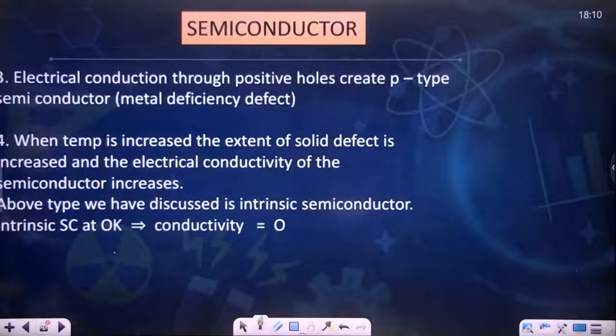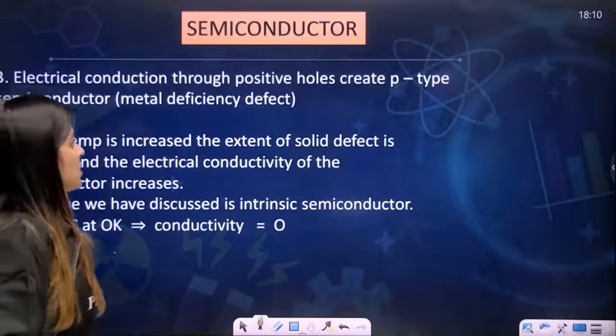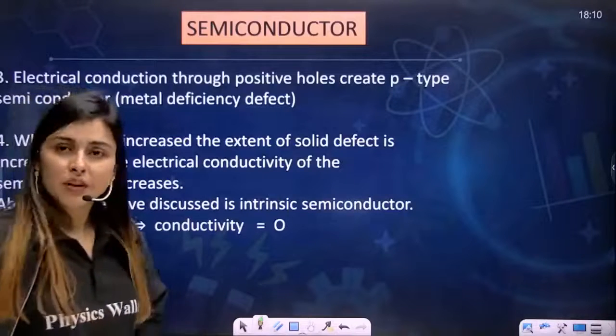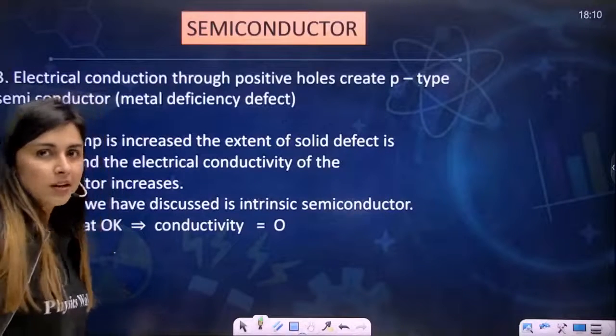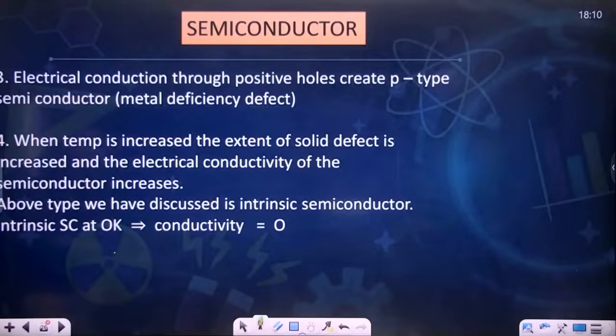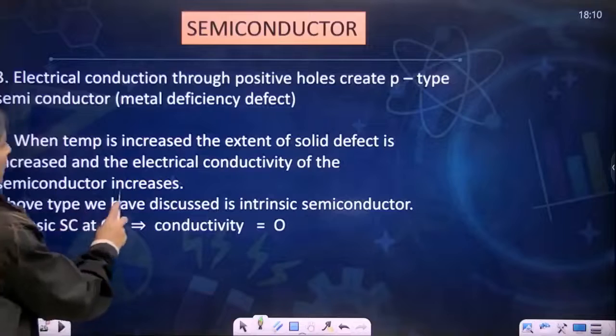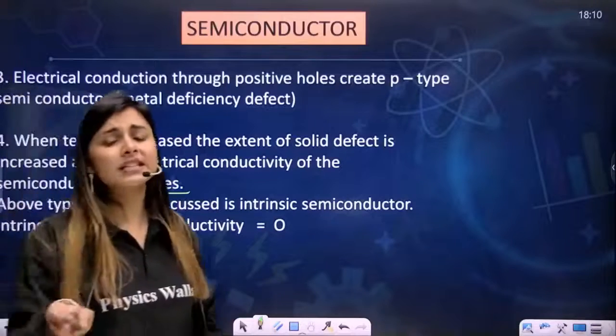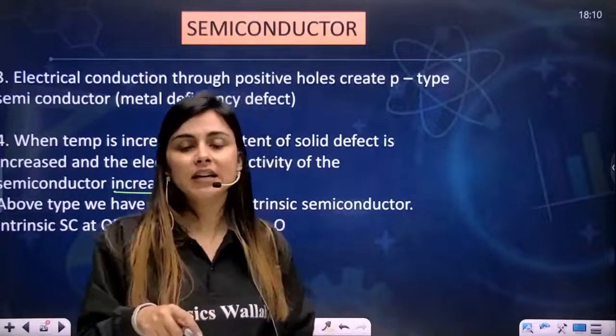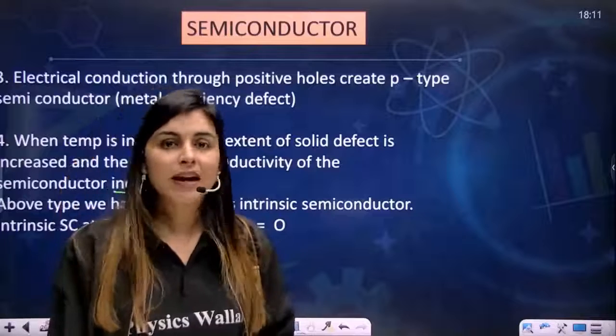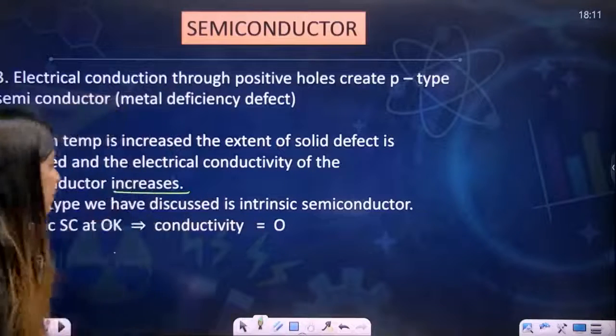Now, electrical conductance through positive holes creates a P-type semiconductor. We'll be discussing both types of semiconductors right now. When temperature is increased, the extent of solid defect is increased and the electrical conductivity of the semiconductor increases. Because if you increase the temperature, obviously more of the valence band electrons can go to the conduction band and eventually they can conduct electricity.